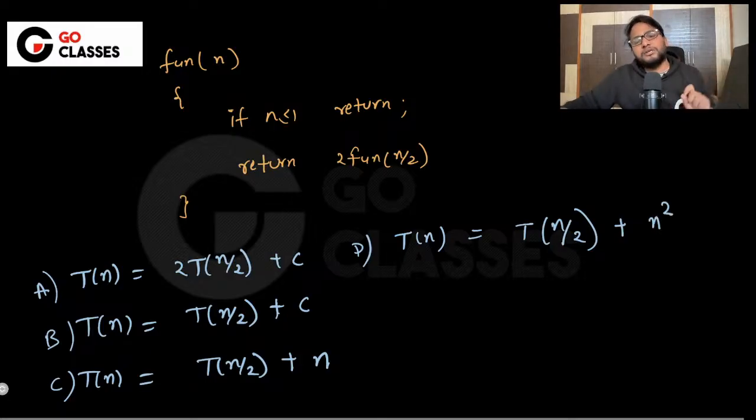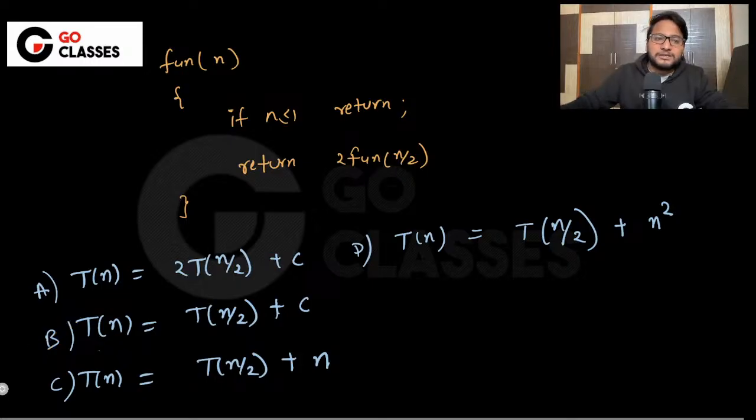See here, you just need to observe one thing, that I am calling fun(n/2) only once. So you won't be multiplying by 2 in the recurrence. Why would you multiply by 2 in the recurrence, right? So that's why B is the correct answer here, because you are calling it only once. You are not calling it twice. So that's why A is not the correct answer.